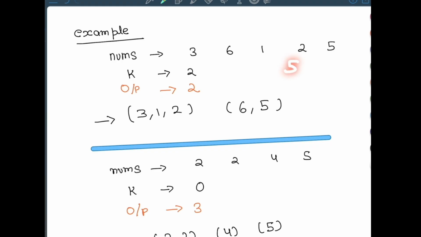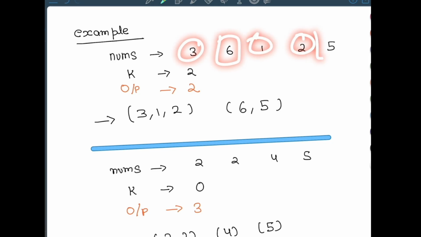Right now the array has just 5 elements, so it might be very easy. You can just see the question, see the input and solve it. You can say, okay, 3, 1, 2 can be together, 6 and 5 can be together.